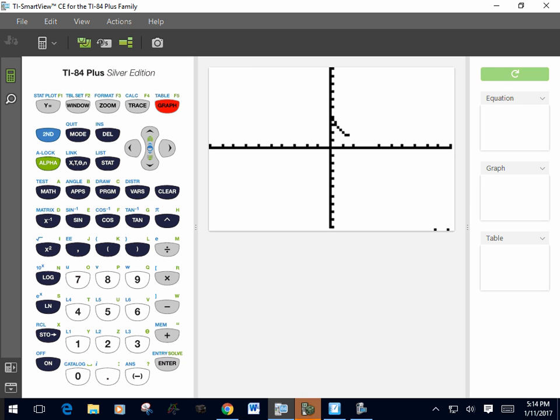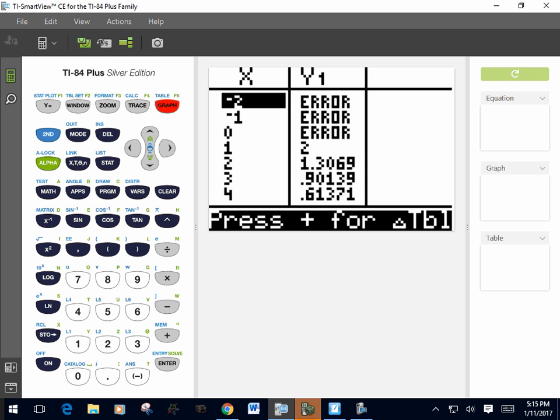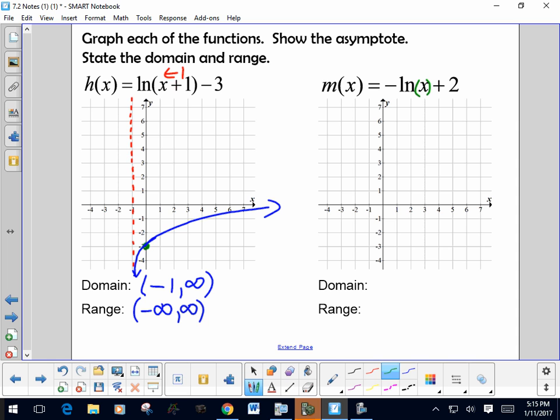If I look at the graph, this is interesting. Because of that negative in front of the log, it flipped it over. So instead of going up and over, it sort of goes down that asymptote, really close to the asymptote, and then curves over. If I look at the table, I can snag a nice point off of that. 1, 2 is a nice point there. So we've got the point 1, 2.